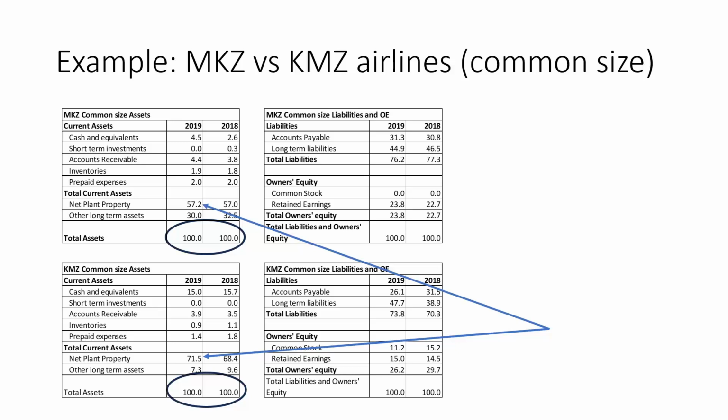Lastly, the net plant and property for KMZ is much more stable as compared to MKZ. MKZ has 57.2% of net plant property, whereas KMZ, the smaller airline, has a much larger proportion of net plant property and equipment. So all of this shows a much more stable structure for the smaller KMZ airlines as compared to MKZ, although it might or might not have a bearing in the long run.